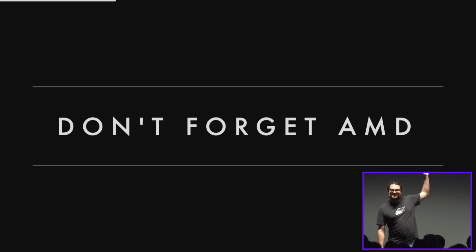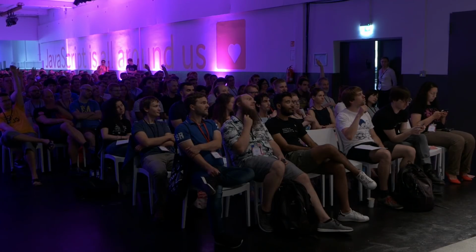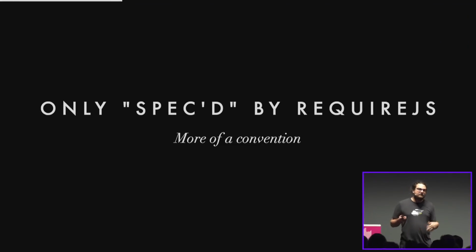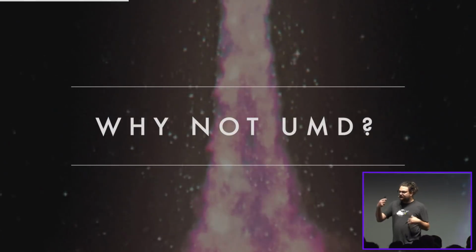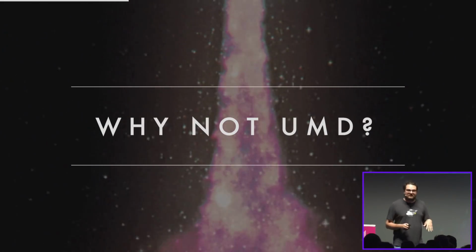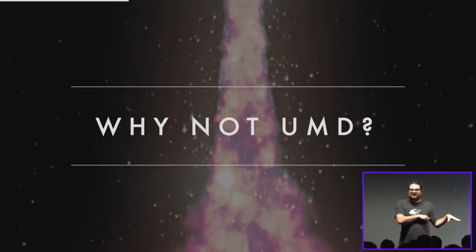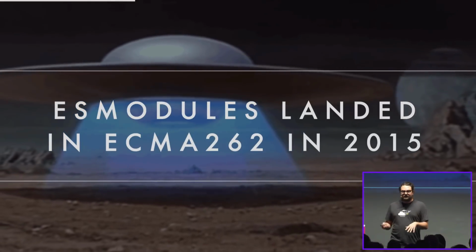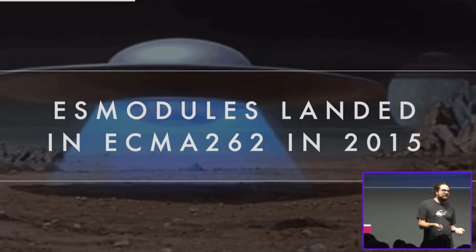Who remembers AMD? Okay, keep your hands up if you liked writing the files. It's okay, you already put them down. But AMD actually wasn't specified. It was mostly implemented in require.js, and it was more of a convention than really a standard. Because of all these different things, we had a thing called UMD that we used to package them all up so we didn't have to think about the modules. UMD was, I guess, like the transparent interop of 5 years ago. But ES modules landed in ECMA-262 in 2015. And at that point, we had modules. They were standardized, but they weren't anywhere.